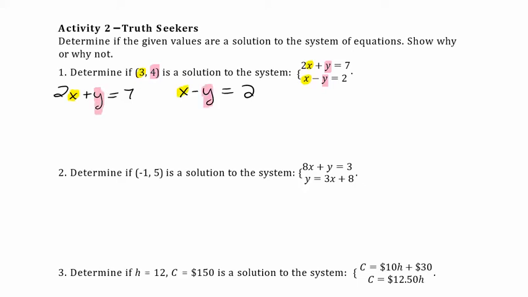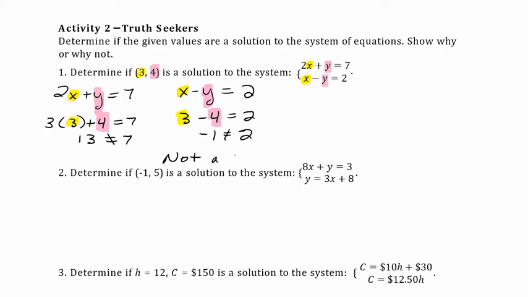So we're going to put 3 in for x and 4 in for y. This isn't looking very promising, is it? I can see that it's not looking good. This side's going to come out to be 13, and that does not equal 7. So the point (3, 4) is not on the line 2x plus y equals 7. And for the second equation, the left-hand side is -1, the right-hand side is 2. So (3, 4) is not a solution to the second equation, so it is not a solution to the system.